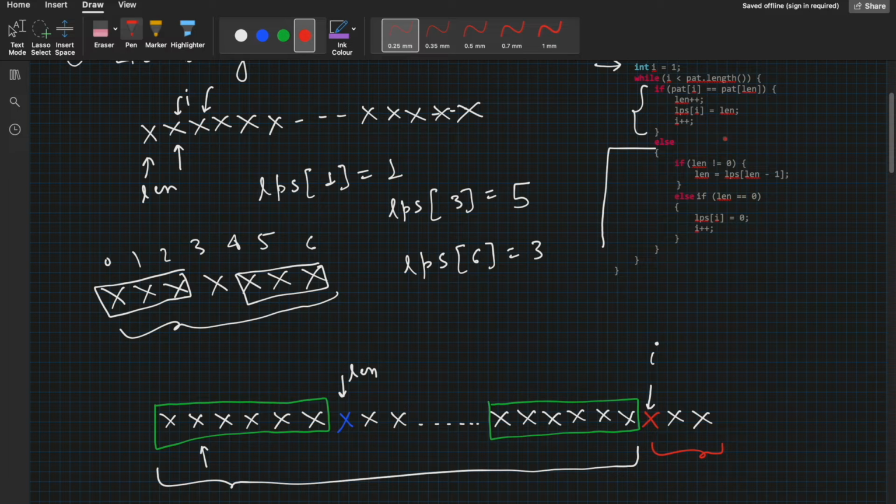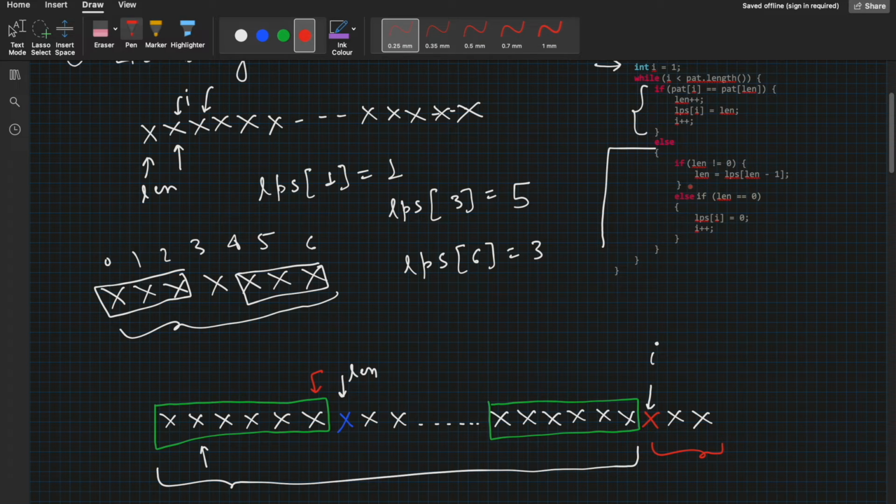So if you look into the code, it says if length is not equal to 0, which is definitely the case here, then update length to LPS of length minus 1. So what is length minus 1? This index is length minus 1. Okay, we already know the value of LPS of length minus 1. The value of LPS is known for all these characters. This character lies here, so we already know the value of LPS.